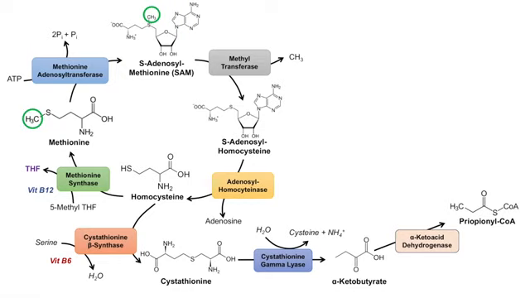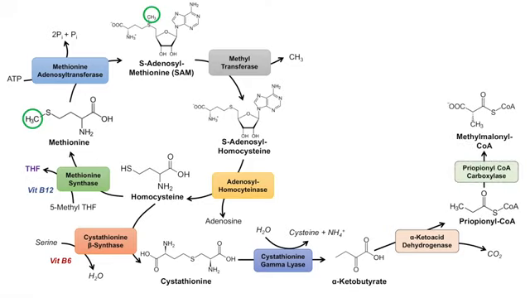Now, alpha ketobutyrate can then be acted on by alpha ketoacid dehydrogenase to form propionyl CoA. So in this process, it actually removes a carbon dioxide. It adds a coenzyme A to form propionyl CoA. And then propionyl CoA can then be acted on by propionyl CoA carboxylase to form methylmalonyl CoA. This process requires ATP. So ATP gets hydrolyzed to ADP in this process, leading us to formation of methylmalonyl CoA.